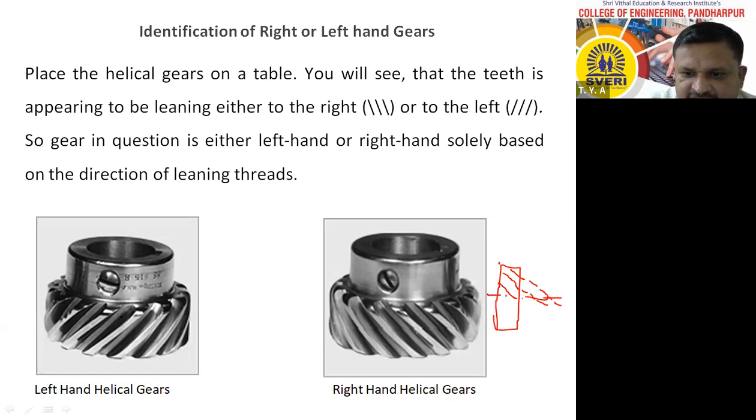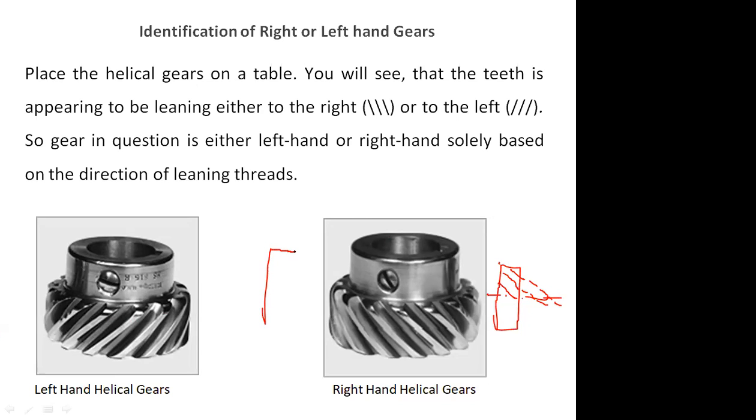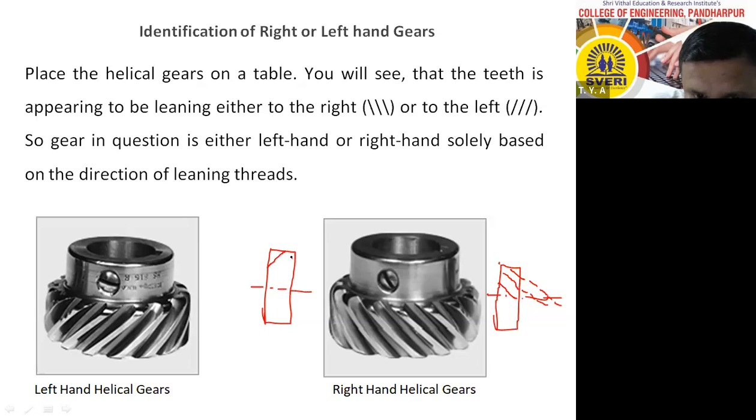And this is left hand helical gear. In case of left hand helical gear, teeth are inclined towards left side, means like this position is there. Therefore, again I will explain with the help of a diagram. This is the left hand helical gear. Now if you extend the teeth, the teeth are intersecting towards left side on the axis of the gear. That's why this type of gear is known as left hand helical gear.